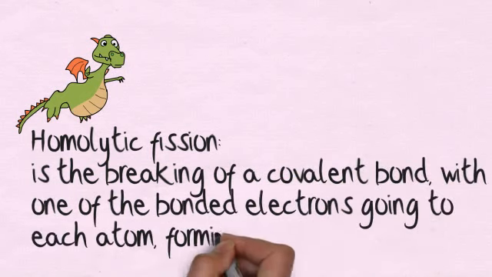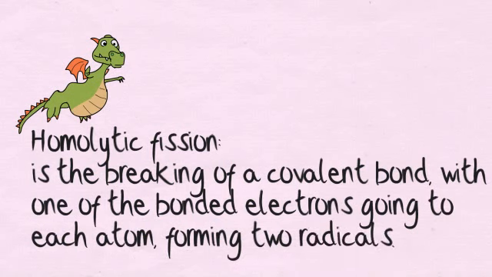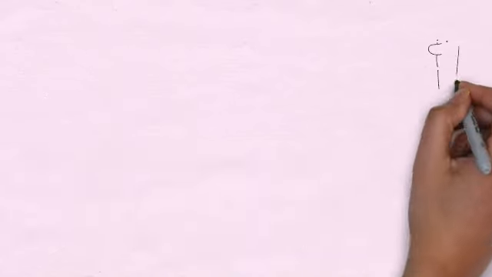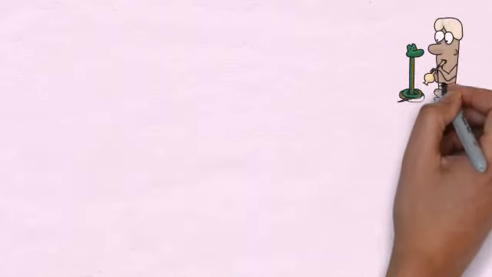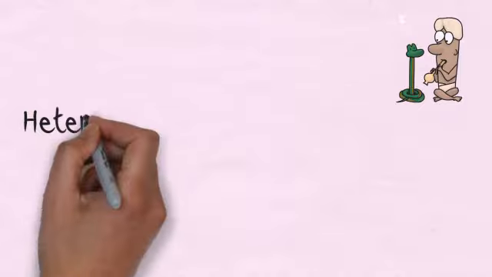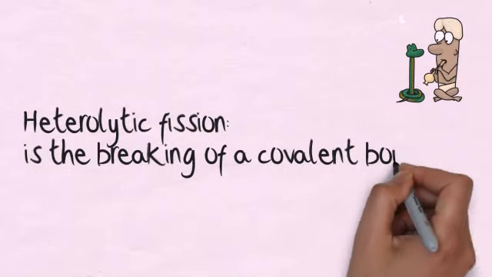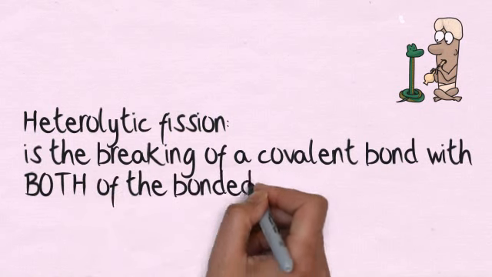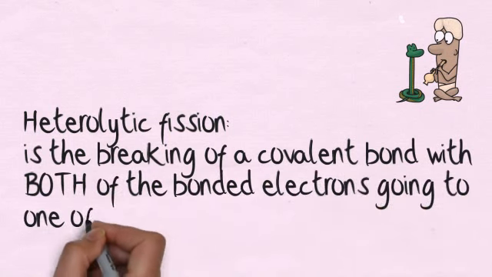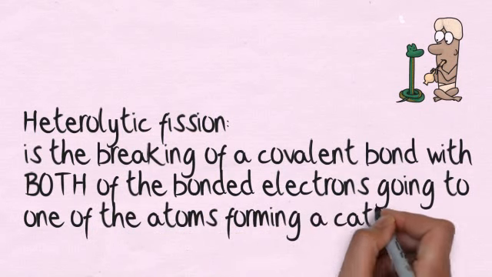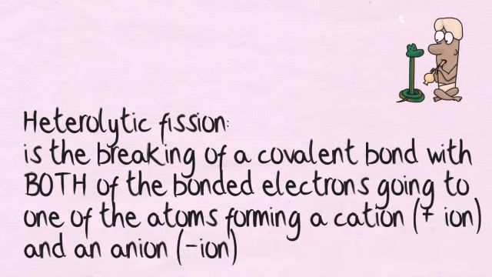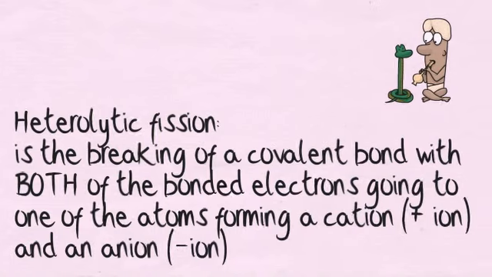Homolytic fission. This is the breaking of a covalent bond with one of the bonded electrons going to each atom, forming two radicals. Heterolytic fission. This is the breaking of a covalent bond with both of the bonded electrons going to one of the atoms, forming a cation, which is a positive ion, and an anion, which is a negative ion.